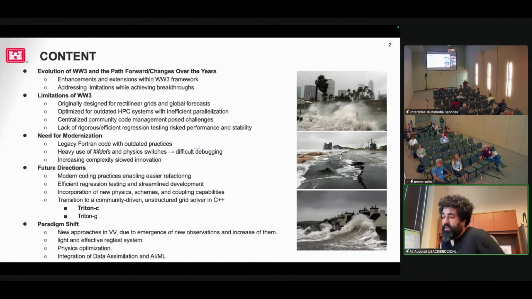Also, we developed lots of auxiliary tools for validation and verification, because lots of new sets of observations came on board, and we needed to have all of those implemented in our validation and verification, particularly for coastal scale applications. We also added a light and effective regression test system on the fly during the compilation, so you don't need to run those excessive outdated regression tests of WaveWatch. And then we are also trying to implement a very efficient version of the physics optimization, and also data assimilation and integration with AI and machine learning.